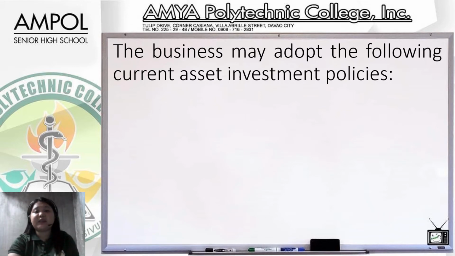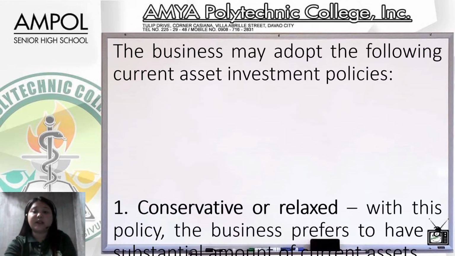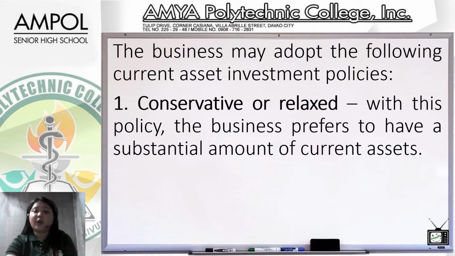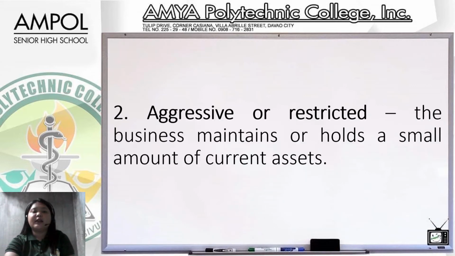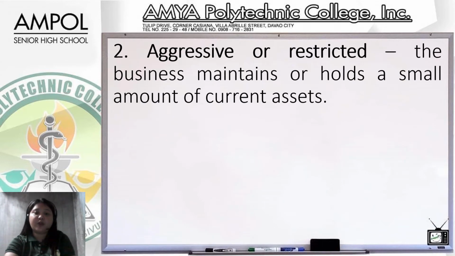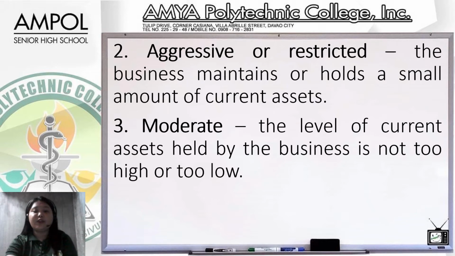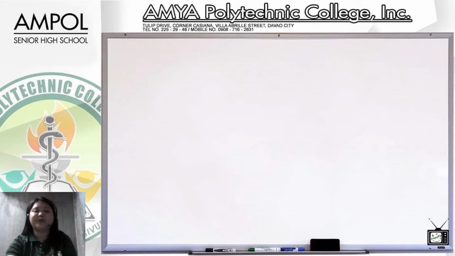The business may adopt the following current asset investment policies. First is the conservative or the relaxed. With this policy, the business prefers to have a substantial amount of current assets. The second is the aggressive or restricted, where the business maintains a small amount of current assets. Third is the moderate, where the level of current assets held by the business is not too high or too low.